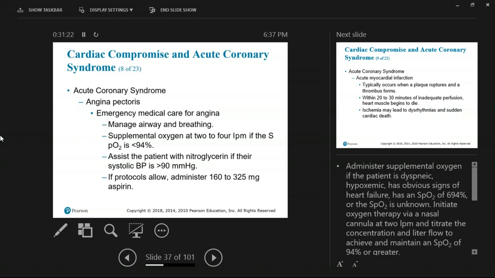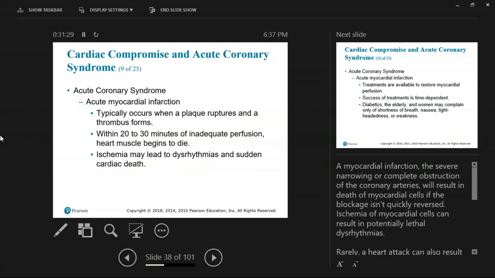So anyway, you want to make sure you got that right. Okay, so acute myocardial infarction. In this one, the plaque ruptures and clots form. After 20 to 30 minutes of inadequate perfusion, the heart muscle begins to die. So we really need to get on top of these when we come in through dispatch. Ischemia may lead to dysrhythmias and sudden death.